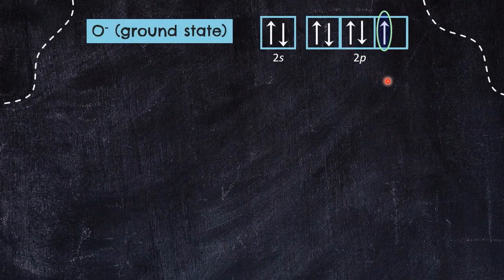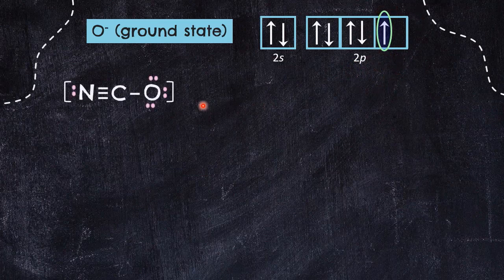For oxygen minus, which does not undergo hybridization, with 7 electrons in its valence shell, the overlapping of orbitals will involve only one unpaired 2p orbital. So the overlapping of orbitals for this molecule will involve both hybridized and unhybridized orbitals.